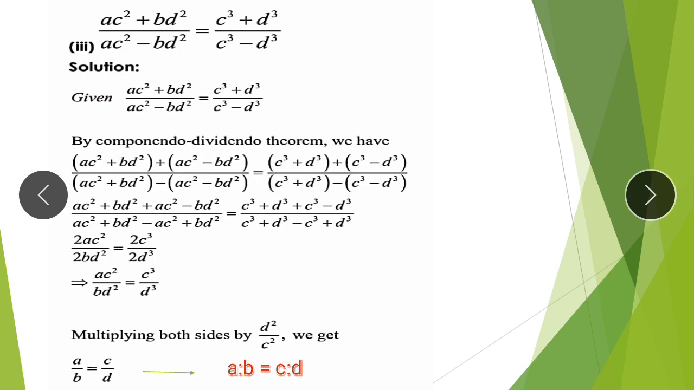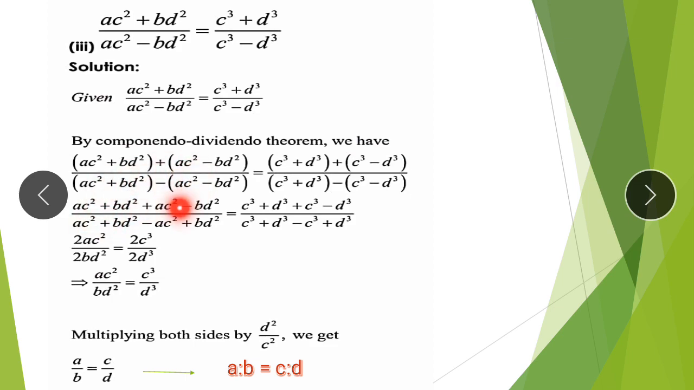So here we can apply the theorem. The numerator is written first, then the denominator is added; again the numerator is written, then the denominator is subtracted. Or in simple words, we can say that a plus b, a minus b, or a plus b, a minus b. A, then b, c, then this is d.